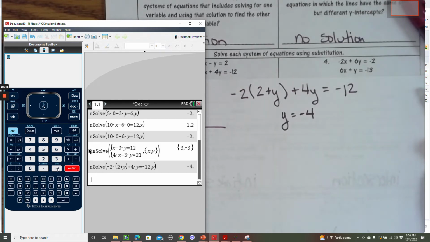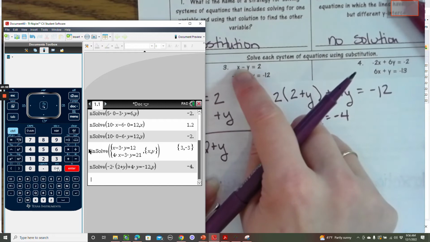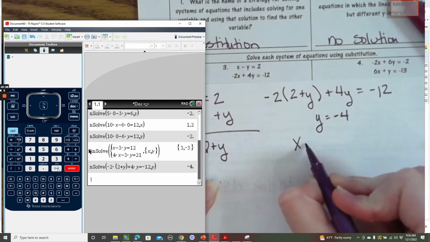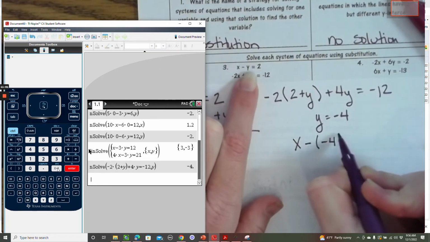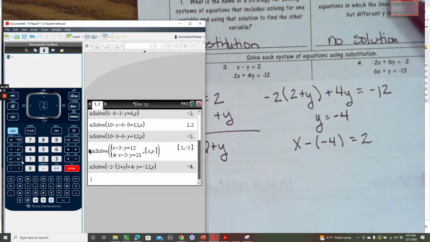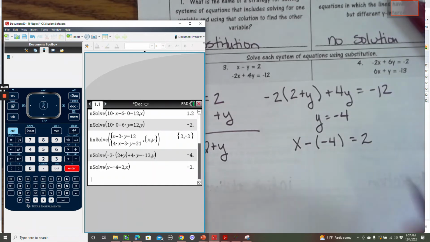Sorry, it froze. And then all I have to do now, because remember I have to have both an x and a y, is go back to my original equation and swap out that y with a negative 4. X minus, so y is a negative 4. Remember, I can't drop that negative sign just because there's a minus there. Equals 2. And then I can solve that. Menu 3-1, x minus a negative 4 equals 2, comma x. Oop, what did I do wrong? X minus negative 4 equals 2. X equals a negative 2. And those are the two pieces that I need.